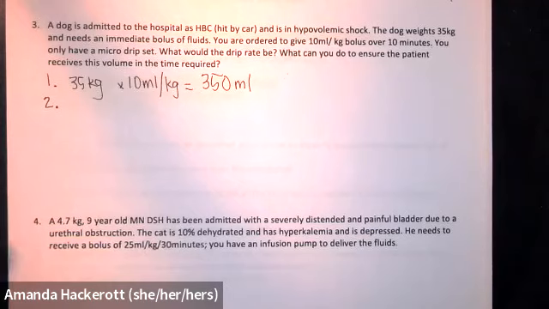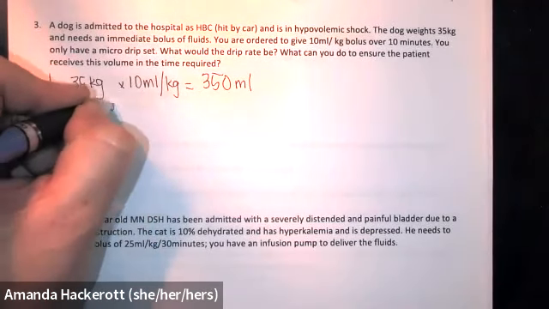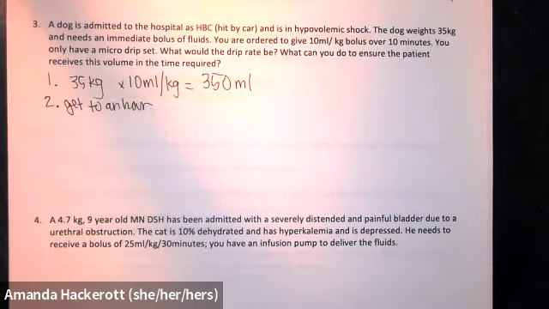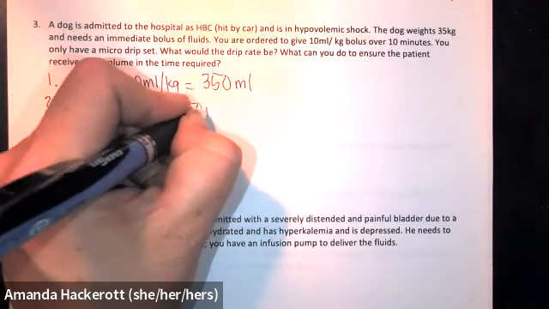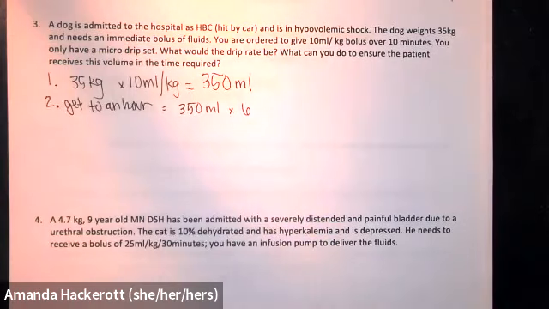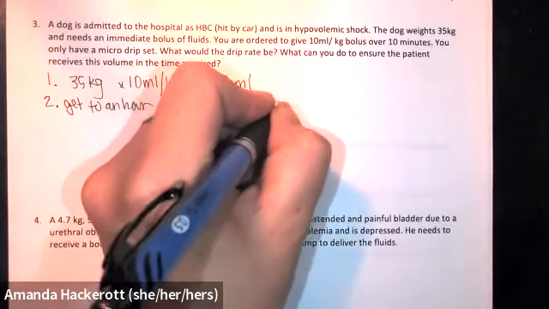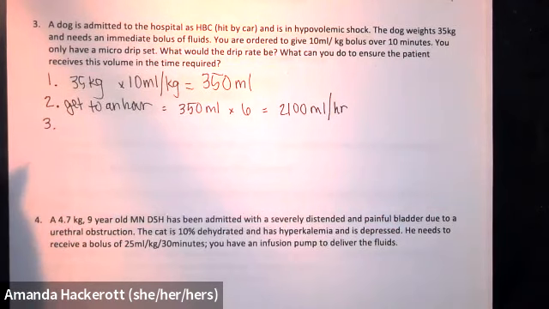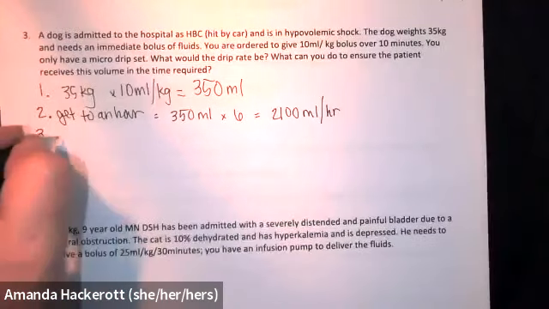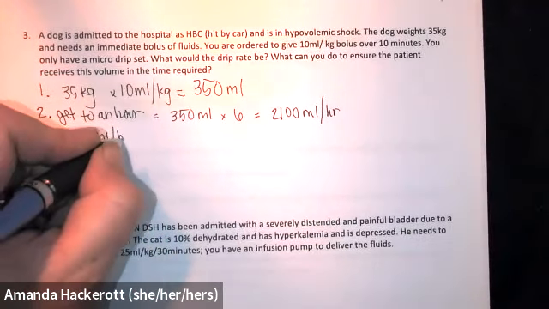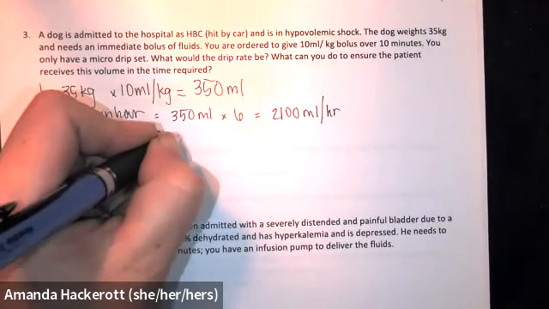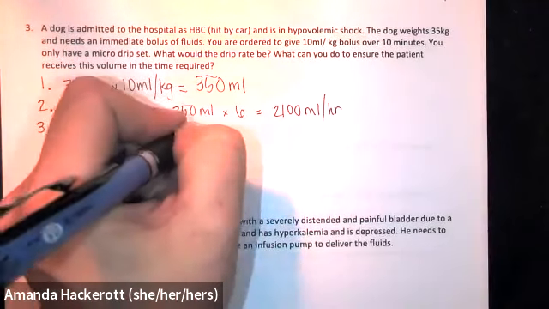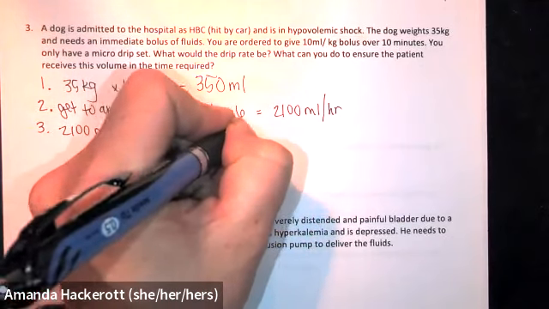So step number 2 is to get us to an hour. So to get to an hour, you can imagine, we need to take the 350 ml and times it by 6, because there's 6 10-minute blocks in an hour's time. And that's going to give us 2,100 mils per hour. Okay. And at this point, we can start breaking it down just like every other fluid drip problem we've done. So 2,100 mils per hour divided by 60 minutes. That's going to be 35 mil per minute.